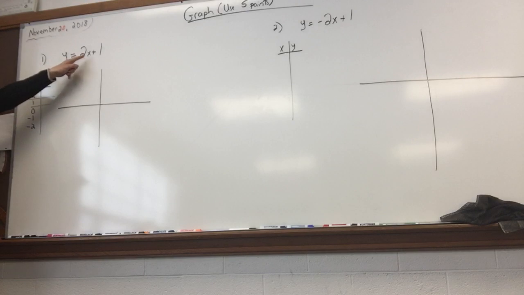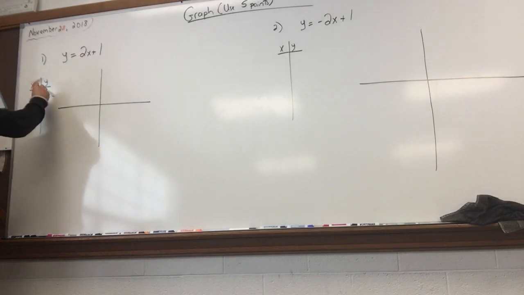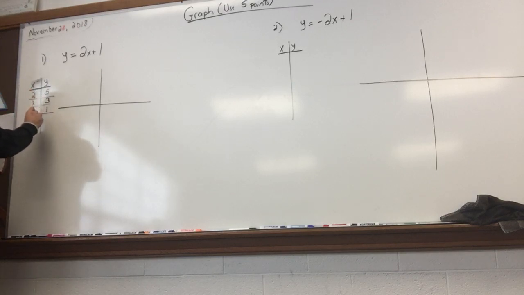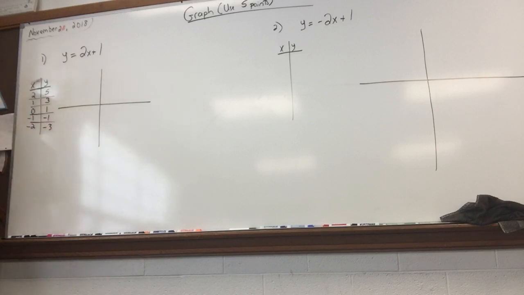So when I substitute in 2, 2 times 2 is 4. 4 plus 1 is 5. 2 times 1 is 2. 2 plus 1 is 3. 2 times 0 is 0. Plus 1 is 1. Negative 1 times 2 is negative 2. Negative 2 plus 1 is negative 1. And negative 2 times 2 is negative 4. Negative 4 plus 1 is negative 3. Does everybody agree there? Okay.